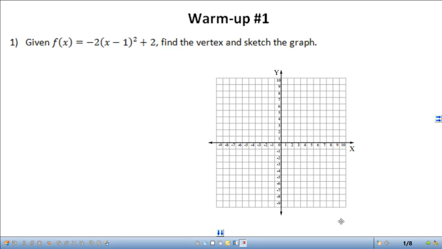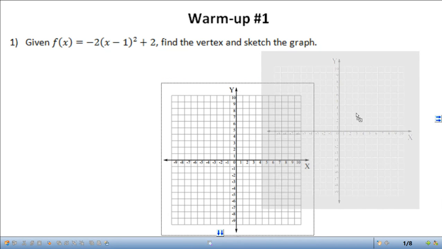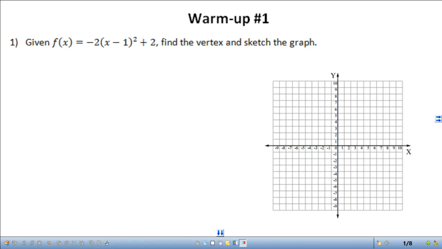So, what we are going to do today, to find the vertex, and I did not mean to move that, so I'm trying to get into writing mode. There we are. To find the vertex.